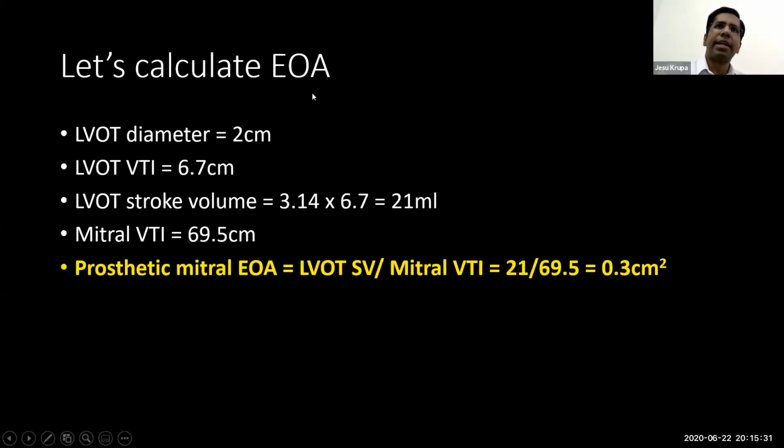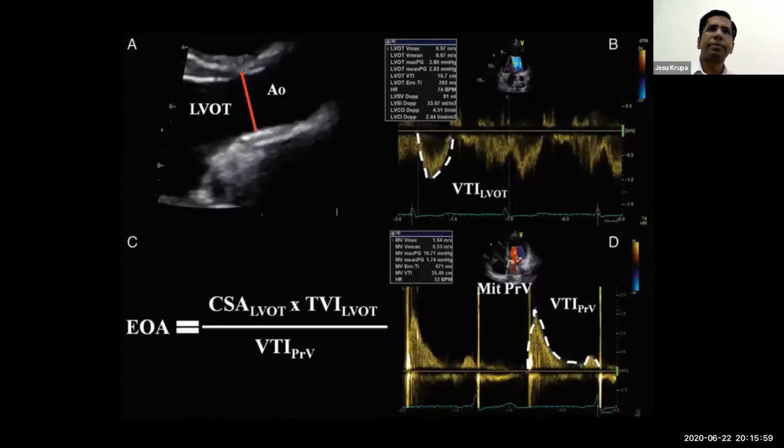Let's just calculate the effective orifice area. Let's say his LVOT diameter is 20 millimeters or 2 centimeters. We have all the other readings here. LVOT VTI of this much, so LVOT stroke volume of 21 ml. Mitral VTI we know is this much. So a prosthetic mitral effective orifice area is the LVOT stroke volume, which is 21 ml divided by 69.5. And that is markedly reduced effective orifice area.